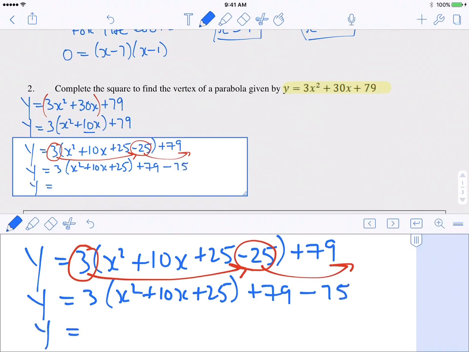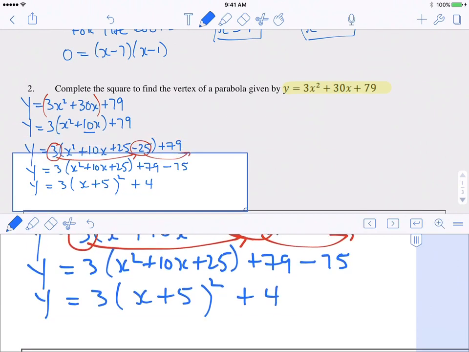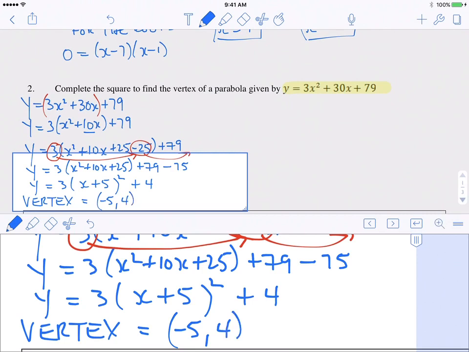If we simplify this further, we're factoring this now, we get 3 times x plus 5 squared, and 79 minus 75, of course, is plus 4. So we could say that the vertex equals negative 5, 4. That is the coordinate of the vertex.